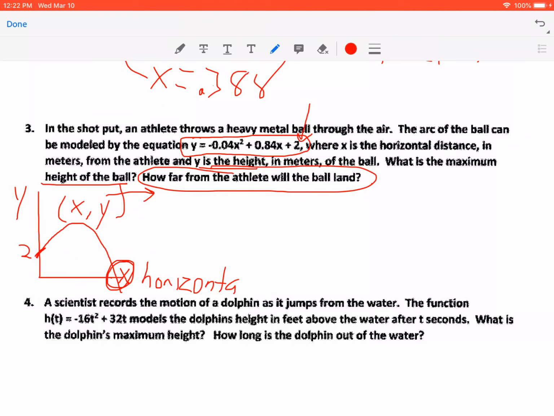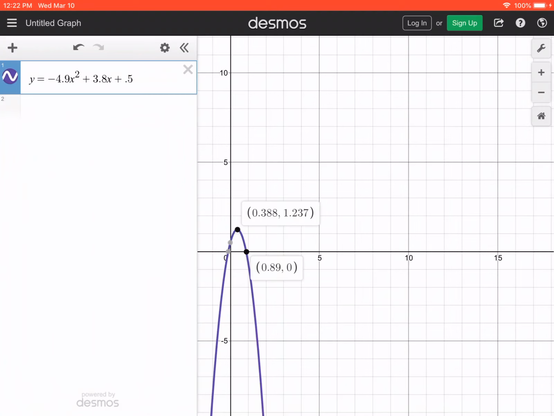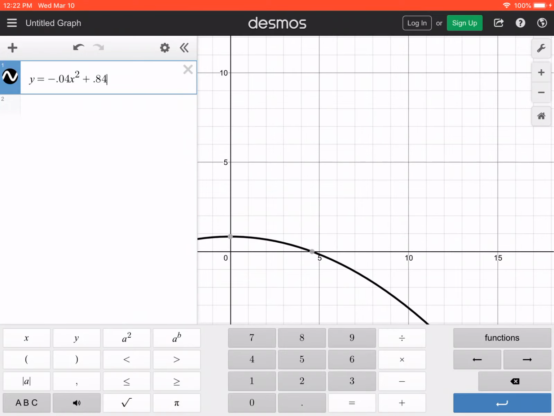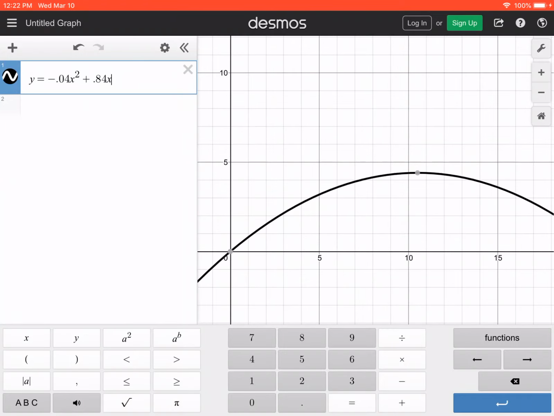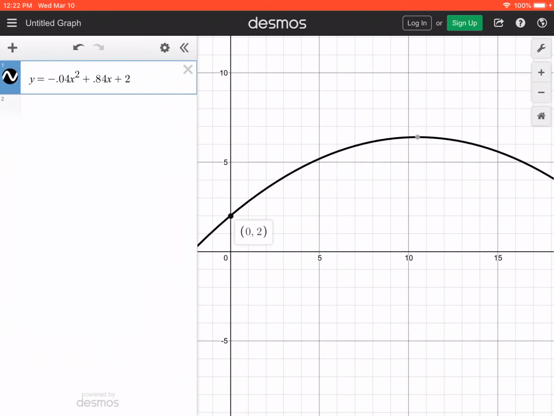So let's go look at our answers. We can type it in real quick, clear off the old one. So this time it's going to be y equals negative 0.04 x squared plus 0.84x plus 2. Okay, they must have released it 2 meters off the ground.